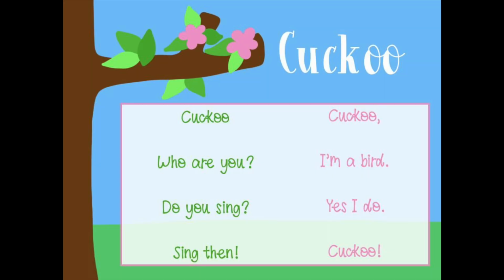After that, I'm like, great, my friend Berlin here is going to teach you a new song. And you say Cucu, Cucu. And so we echo back and forth the song Cucu. So the song goes, Cuckoo, cuckoo, who are you? I'm a bird. Do you sing? Yes, I do. Sing then, cuckoo.